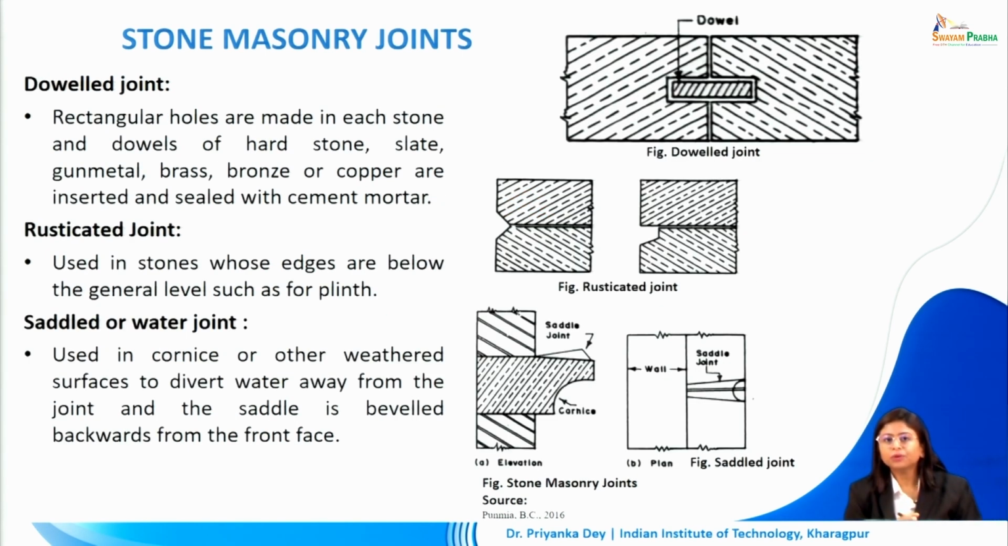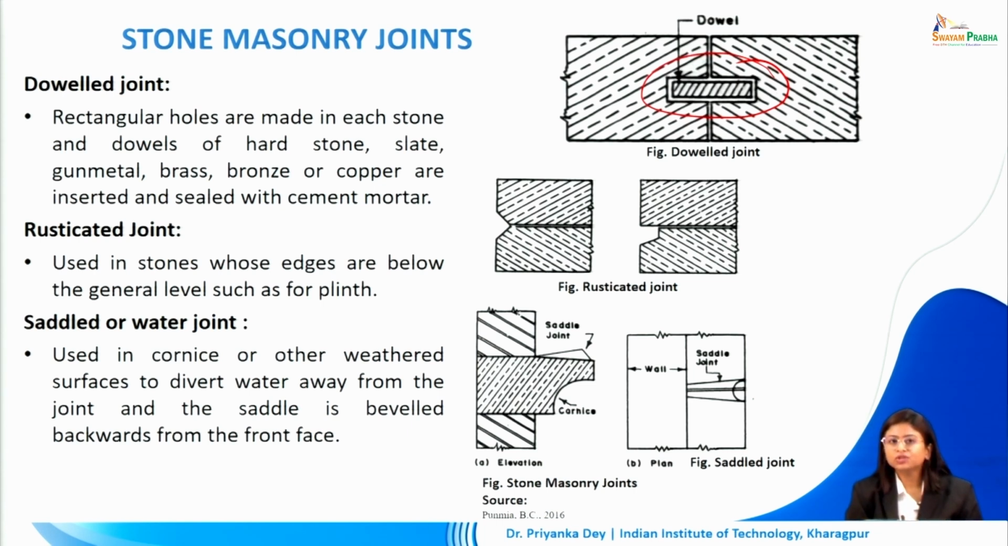The dowel joint is another type in which rectangular holes are made in each stone, and dowels of hard stone, slate, gunmetal, brass, bronze or copper are inserted and sealed with cement mortar. So this is the dowel, very similar to what we were doing with the clamps. We are using a dowel in this case, which could be made of any other type of stone or of metal, and we are sealing it in with cement mortar to hold the adjacent stones together.